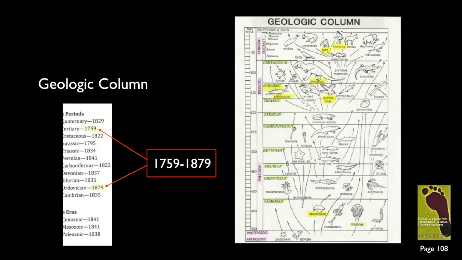That's the New Testament for an atheist, the geologic column. And they won't change it, based on millions of years. So let's take a look at that. When was that put together? It was before radiometric dating, and it was finalized in 1879.